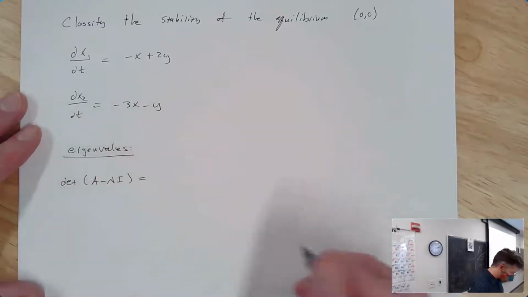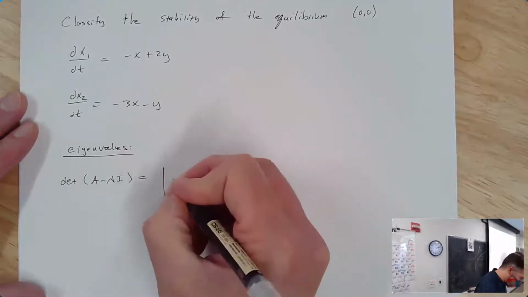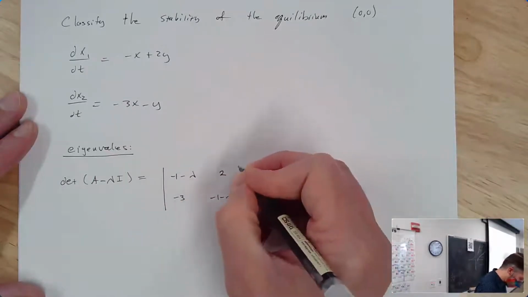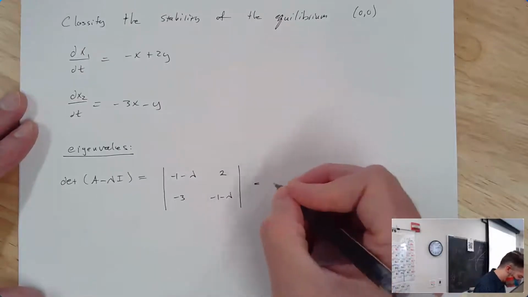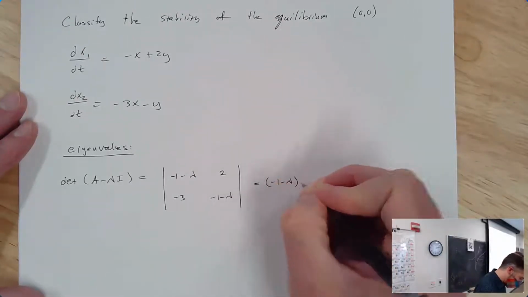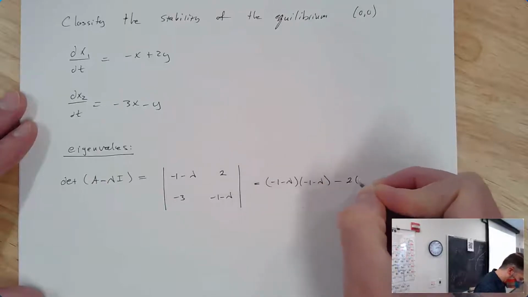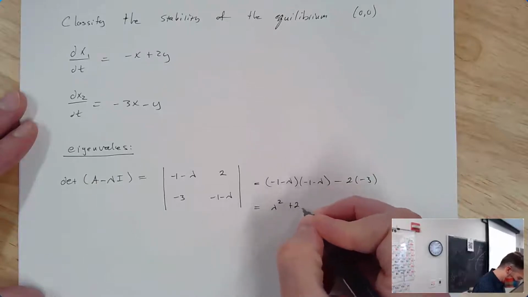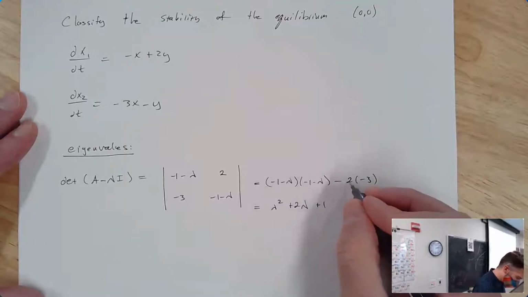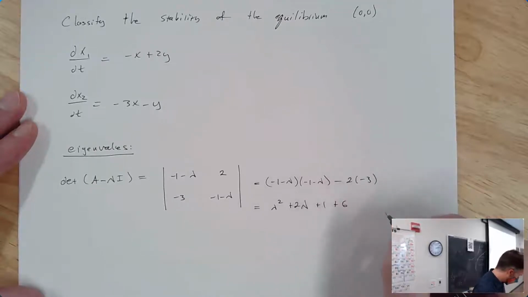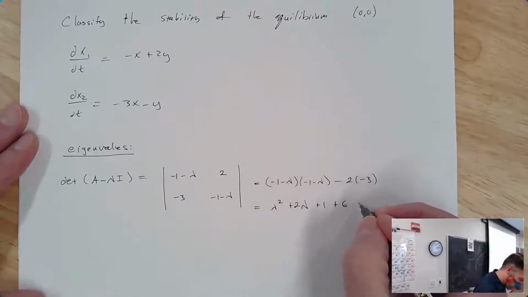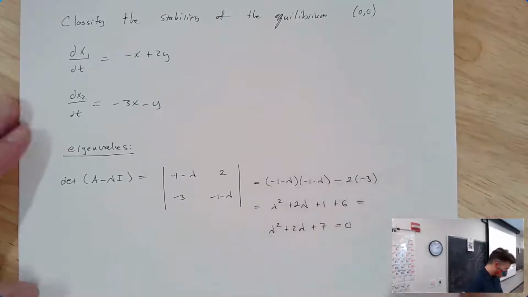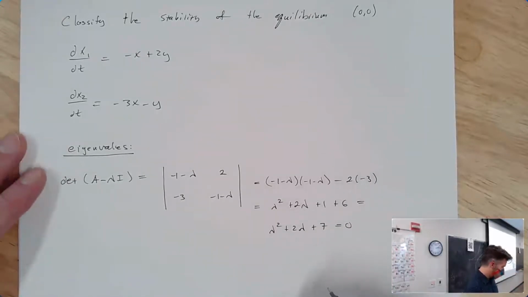It's equal to the determinant of -1 minus lambda, 2, -3, -1 minus lambda. So that's going to be -1 minus lambda times -1 minus lambda minus 2 times -3, which is lambda squared plus 2 lambda plus 1 plus 6, which is going to be lambda squared plus 2 lambda plus 7.